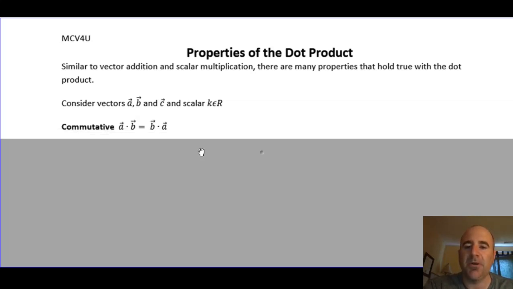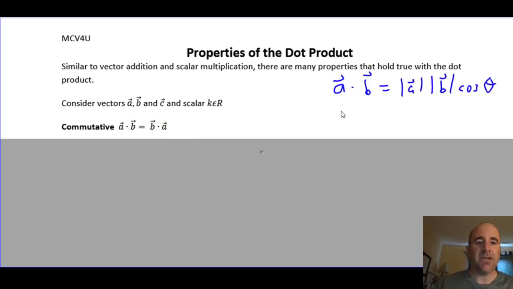The commutative property is A dotted with B equal to B dotted with A. We'll think back to the definition of the dot product. Using the geometric definition of the dot product, you can see that A dotted with B is defined right here. Well, B dotted with A would just mean you would end up switching the magnitudes of A and B, and order of multiplication doesn't matter. So yeah, definitely the commutative property is going to hold.